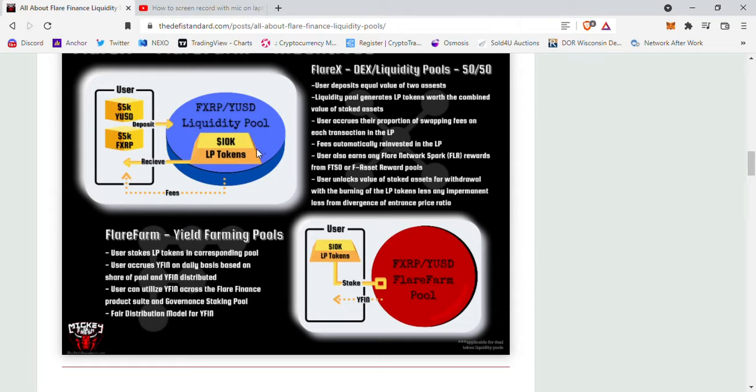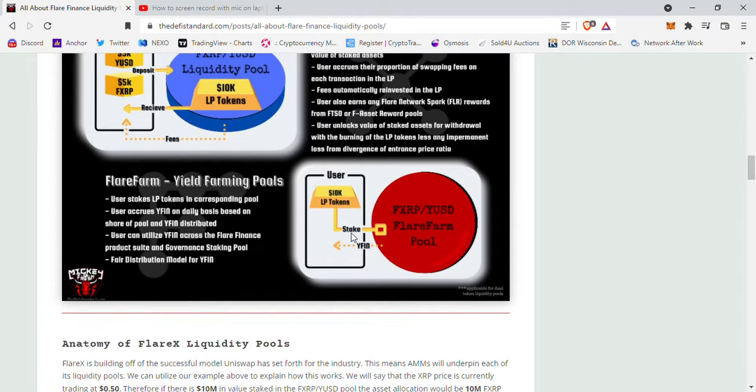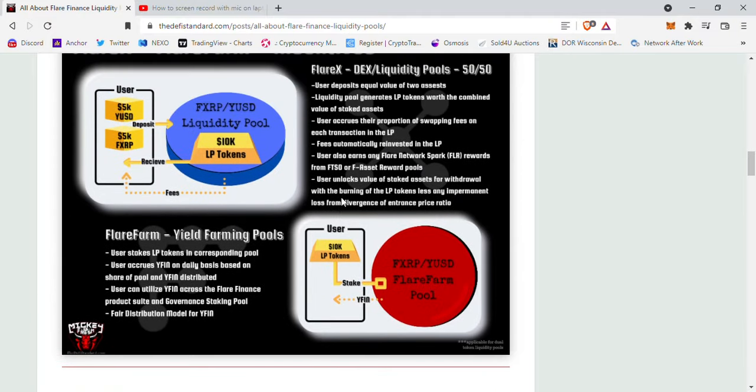But then you'll be getting those 10,000 LP tokens in return. So now this is yours. And these fees, this is just representing that extra money you're going to be receiving on the daily. And these rewards will be paid out daily, just so you know. And so now you have 10,000 LP tokens. Now you could choose to just throw this right back into this liquidity pool and keep redoing the process, or you can come down here and start to earn YFIN. So you'll take those 10,000 LP tokens, throw them into this FXRP YUSD on Flare Farm.